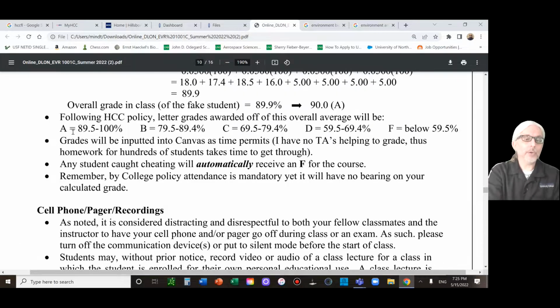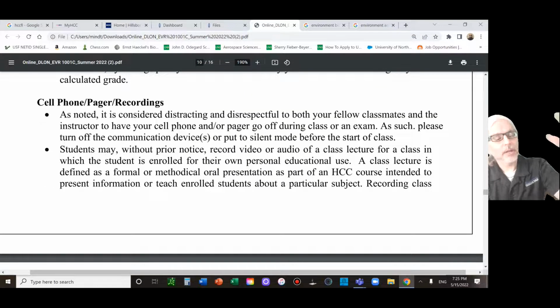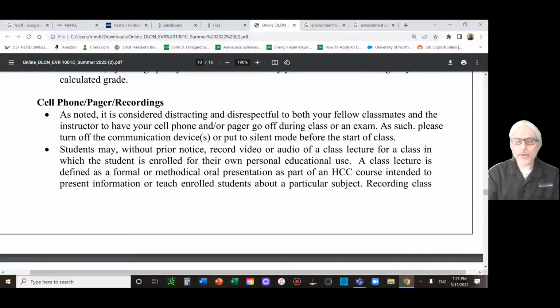Remember, you cheat, you fail the course. Don't cheat. It's not worth it. Cell phone pager recorders. Doesn't really bear in this class, but just in case it comes up, Teams meetings, for example, not going to be recorded by you. I might record it. I'm in charge of it, but there's no reason to.